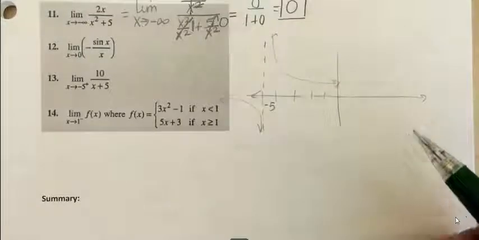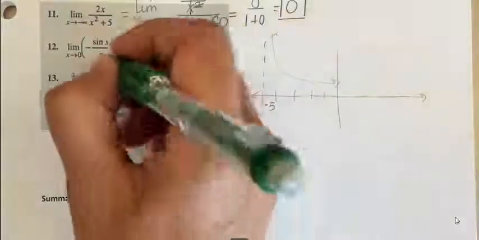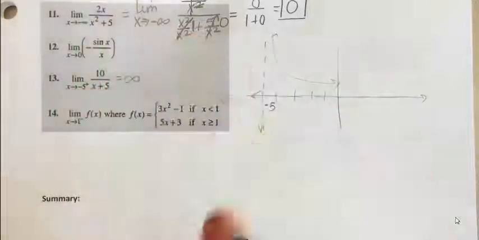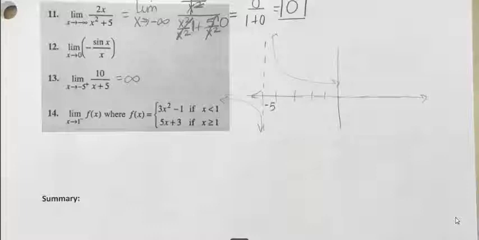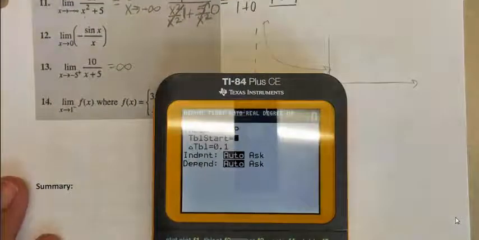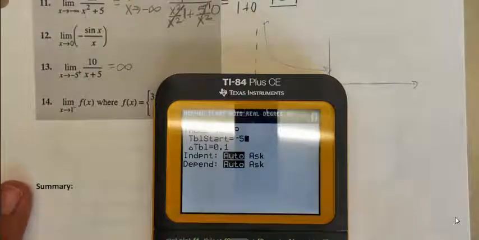So as I approach -5 from the right, this thing appears to be going to positive infinity. Okay, so it's going to head to infinity. So let me just double check that by plugging this into my calculator and making sure that we agree. Setting my table for -5, and I'll change by 0.1. Let's just see what that does for us.